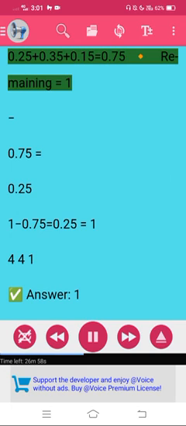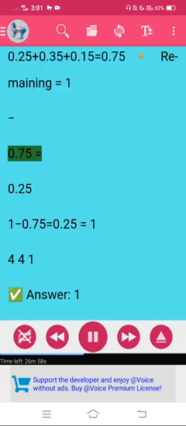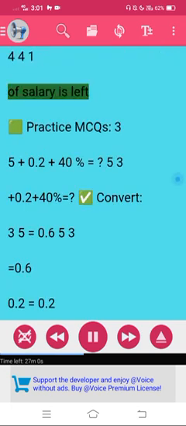Small diamond remaining equals 1 minus 0.75 equals 0.25, which equals 1/4. Check mark answer: 1/4 of salary is left.